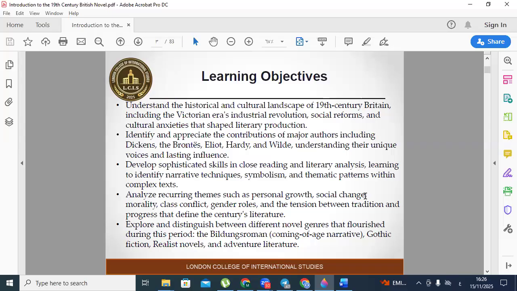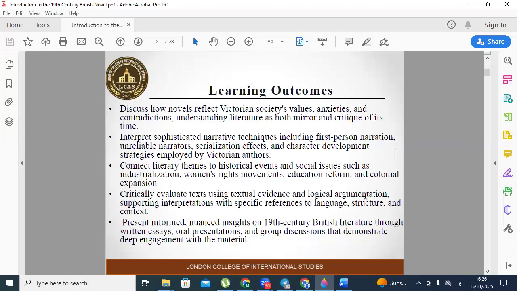Explore and distinguish between different novel genres that flourished during this period: the Bildungsroman coming of age narrative, Gothic fiction, realist novels, and adventure literature. Learning outcomes.